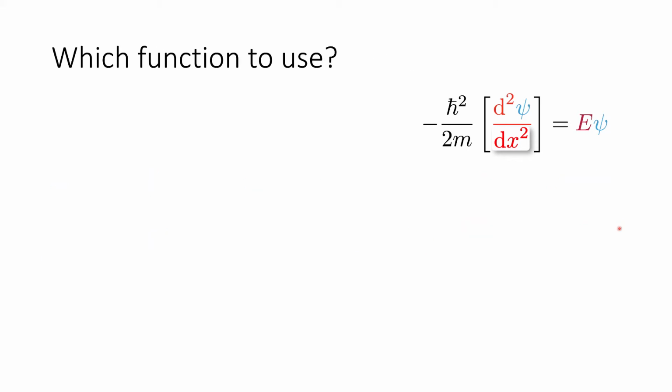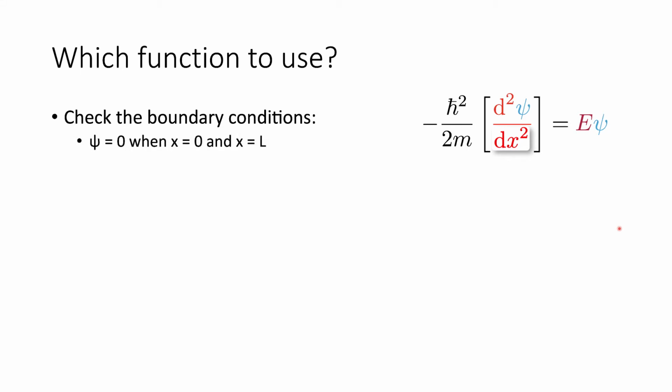So which one do we use? Well, what we need to do is look at the boundary conditions of our box. Remember, our boundary conditions say that at the edges of the box, where x is 0 and x is L, the wave function must be 0.